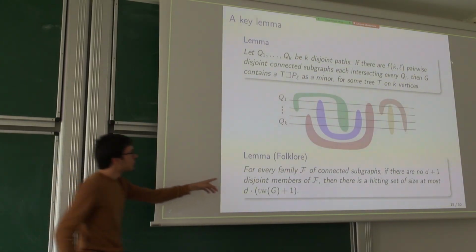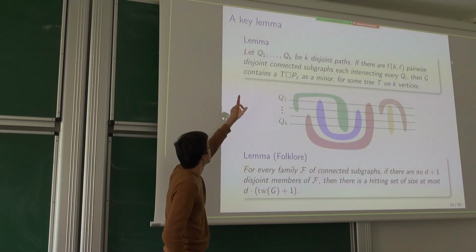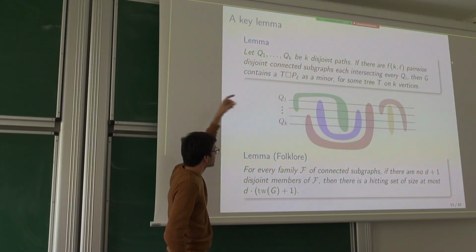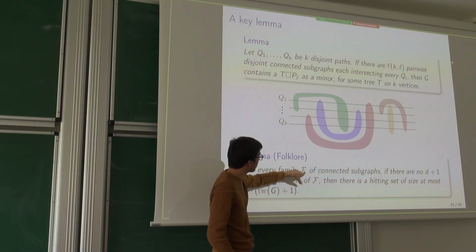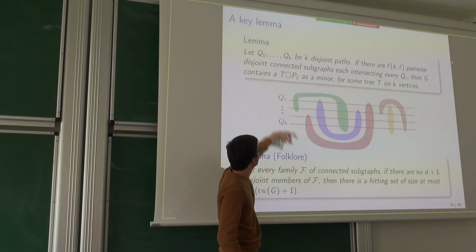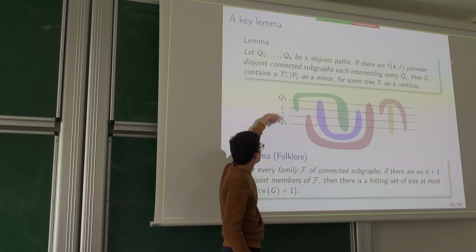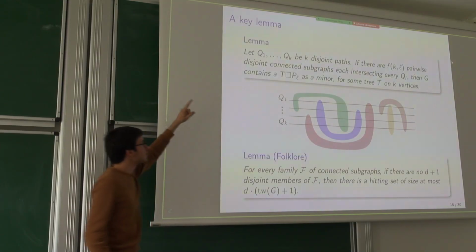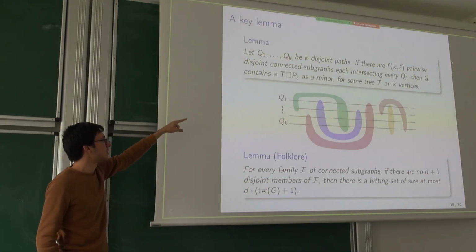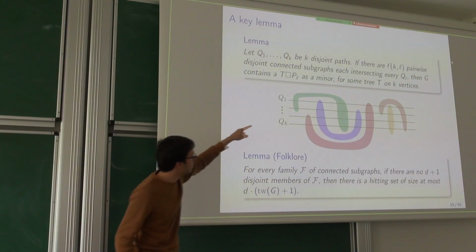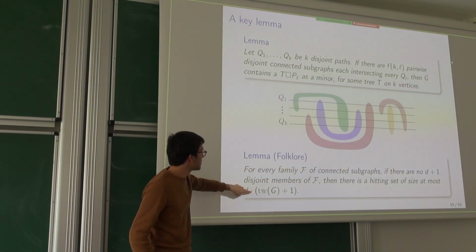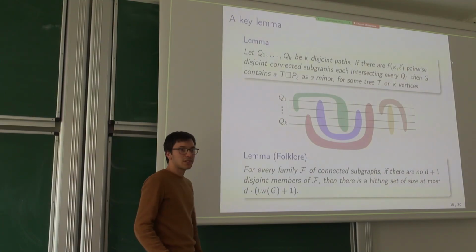And now this thing becomes very useful because we combine with the first lemma by taking F to be the family of all the connected subgraphs intersecting all the paths Q1 up to Qk. Because now this lemma exactly says that this family has packing number at most some function of k and L. And so this says that there is a hitting set which has bounded size.